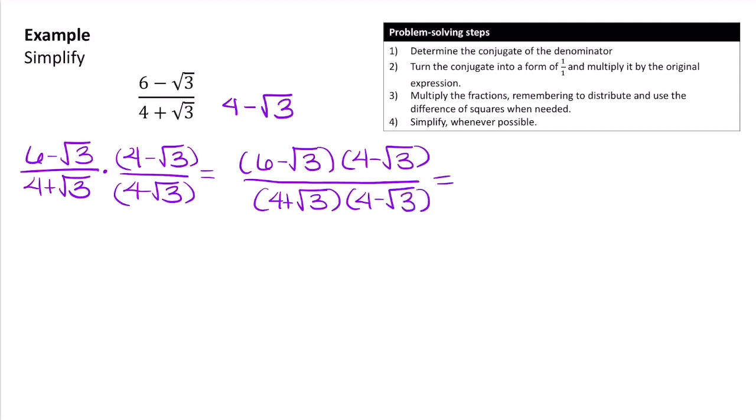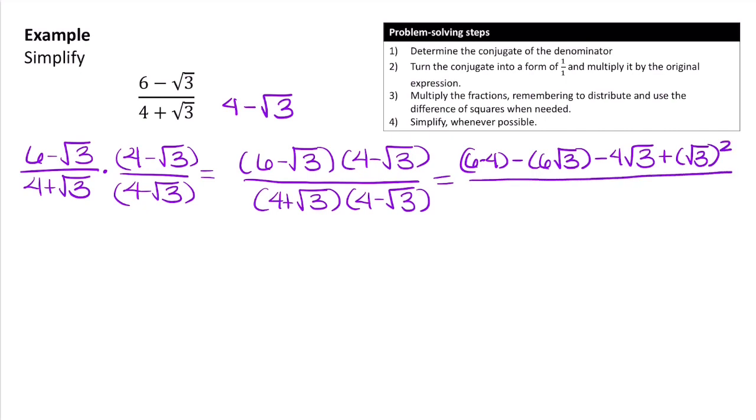Okay, so since we have two binomials in the numerator, we actually have to use FOIL. Okay, so let me write out all the terms. So we do first times first, so that's going to be 6 times 4. And then we have our outside terms, so we have minus 6 times the square root of 3. And then we have our inside terms, so we have minus 4 times the square root of 3. And then we have our last terms, well, we have a negative times a negative, so that's going to become positive. And then we have the square root of 3 times itself, so I'm just going to write that as the square root of 3 squared.